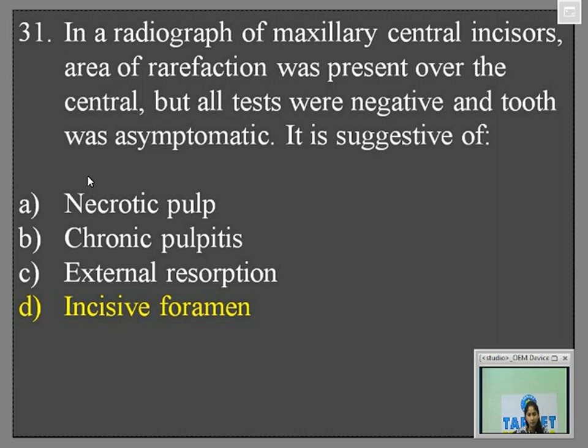There can be another way of asking this question. Another way of asking this question is, which is the pulpal condition which is the most difficult to diagnose? The condition which is most difficult to diagnose would be chronic pulpitis, because this is the one which will be mostly asymptomatic on all of your testing. So the pulpal condition which is the most difficult to diagnose is your chronic pulpitis.